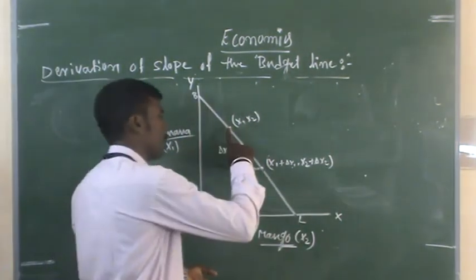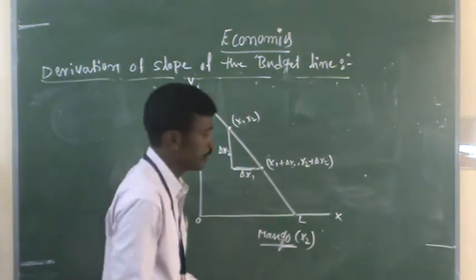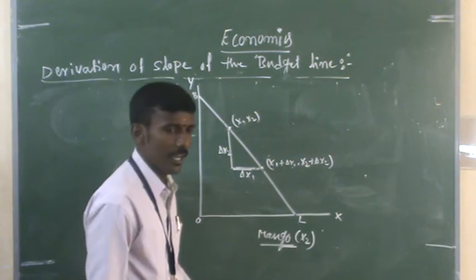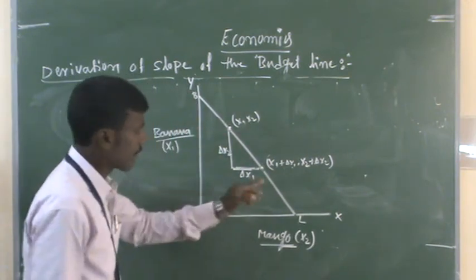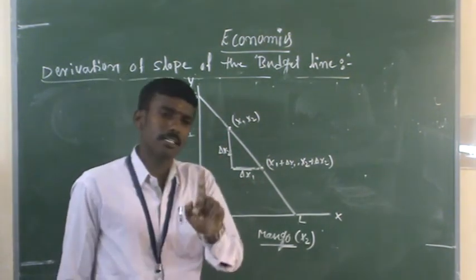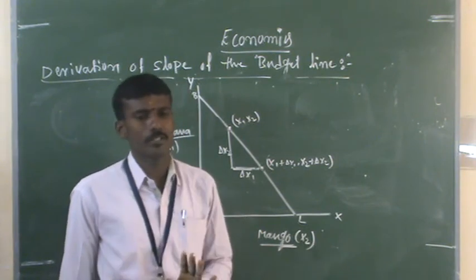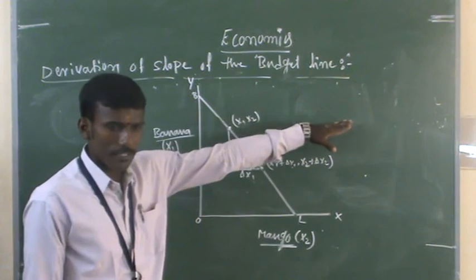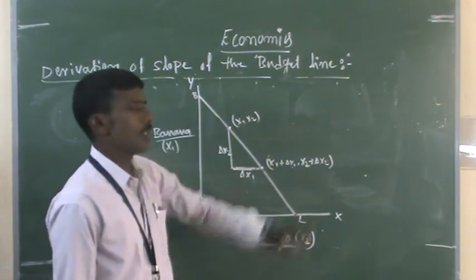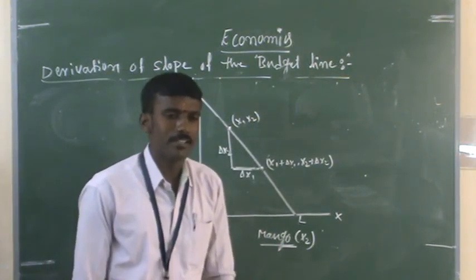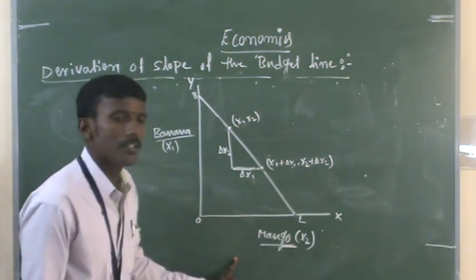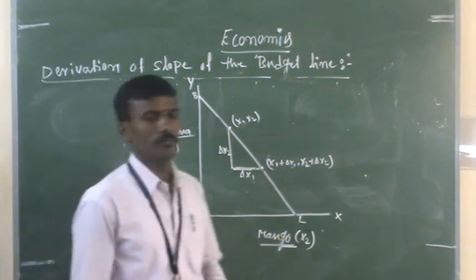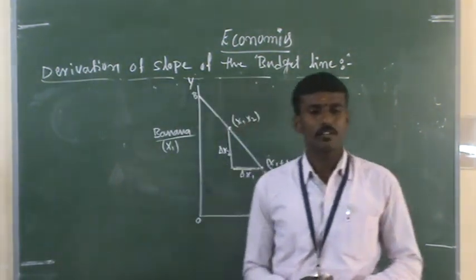They are going to sacrifice delta x2 or delta x1 amount of the goods. The reason they have to sacrifice is that the consumer income is fixed or limited, and both commodities' price in the market is the same. So due to this reason, the budget line or the price line always has a left to right downward slope.